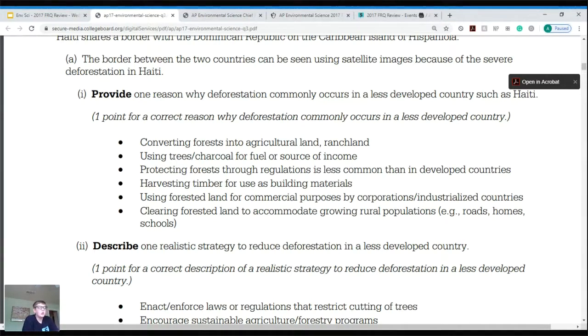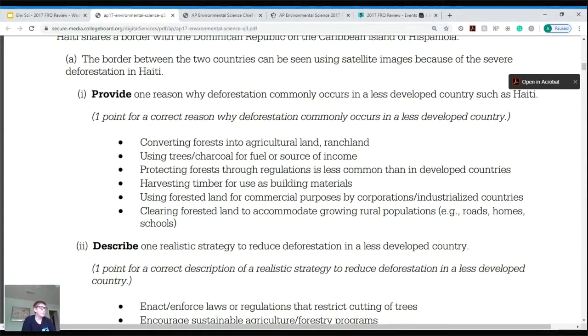Okay, so here's what the rubric says for parts I and II. A reason could be converting forests into agricultural land, so perfect. Samantha, you get the point for that one. Using trees, charcoal for fuel or source of income, perfect. Tanya, I think you said that one.